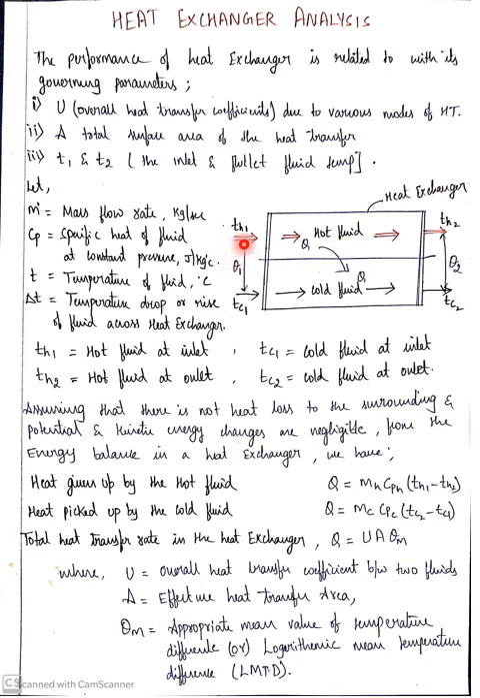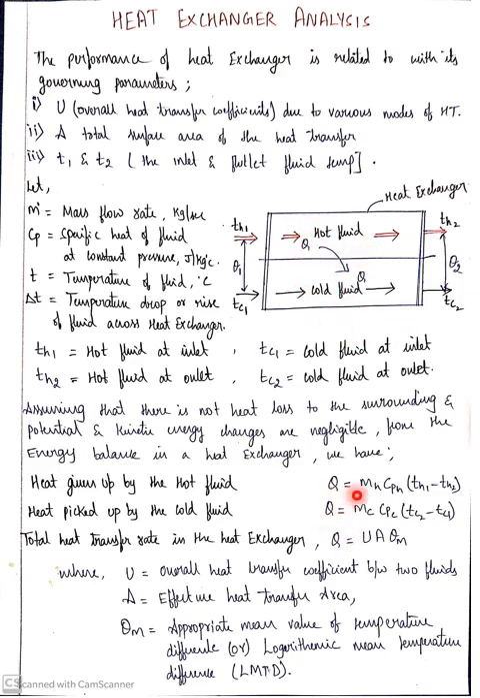So let TH1 be the temperature at hot body inlet, TH2 the temperature of hot body at outlet. Similarly for the cold fluid. The difference at inlet is taken as theta 1. The outlet difference is taken as theta 2 as a temperature difference. So there must be some heat exchange between hot fluid and cold fluid.